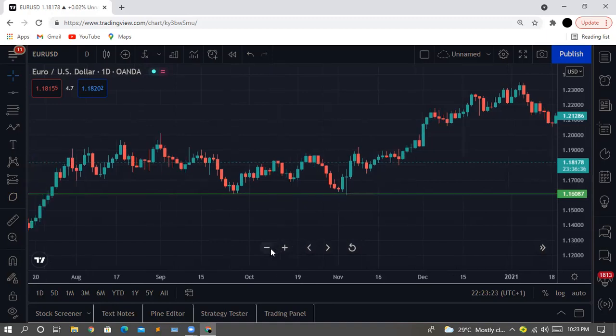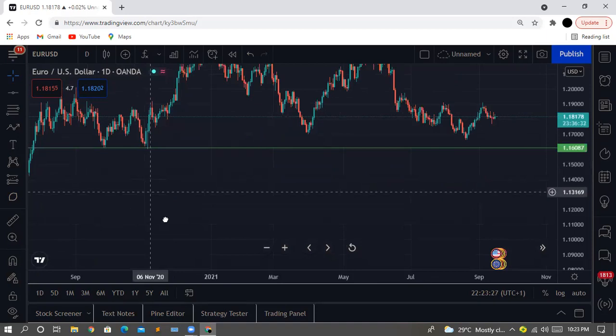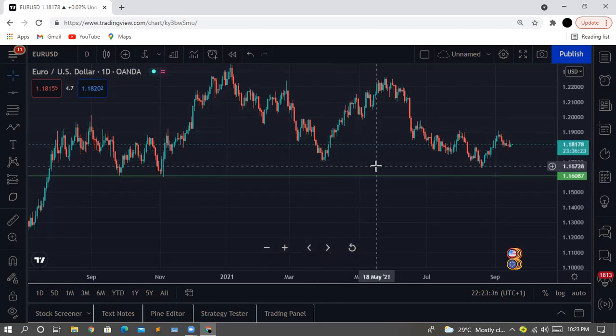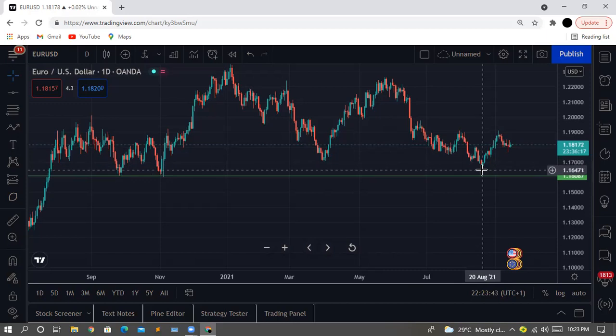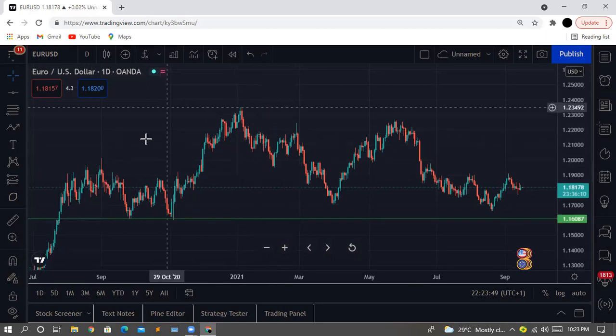So let me zoom out. It came down to this level, although it did not get here. Like I said, it is a zone and not just a line. You can see it came down here, but still did not get to this point. So it's more like a zone and not just a line.